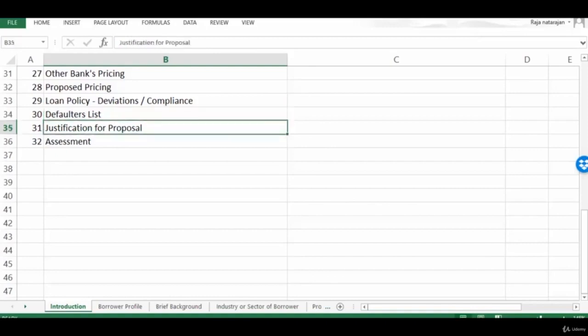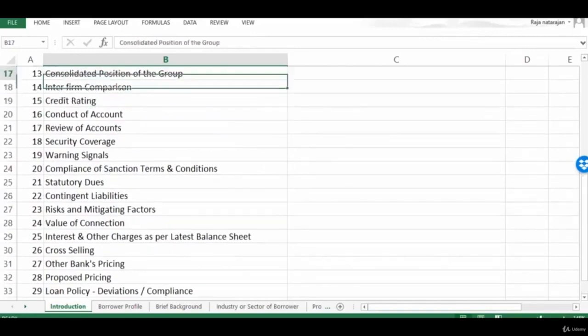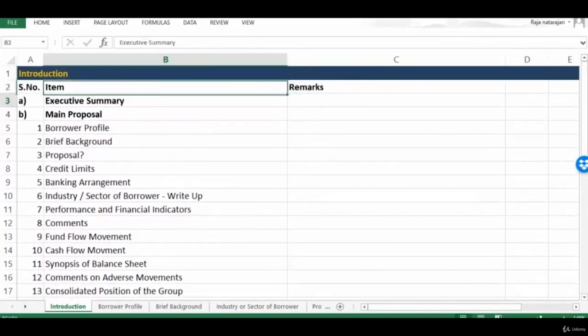Then eventually you have to give the justification for the proposal. If it is for CC, then you have to explain why they need cash credit. If it is for LC, BG, EPC, whatever, you have to explain why they need these facilities. That explanation should also be supported by the assessment table, that is how you have arrived at this limit. Okay, so all these will be discussed in a bank loan proposal, and in this session it is only an overview. In the following sessions we'll explain each and every point that I have listed here.